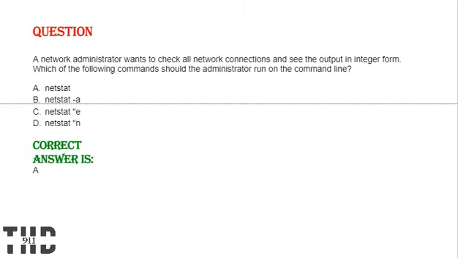A network administrator wants to check all network connections and see the output in integer form. Which of the following commands should the administrator run on the command line? Please have a look at the options. The correct answer is option A.